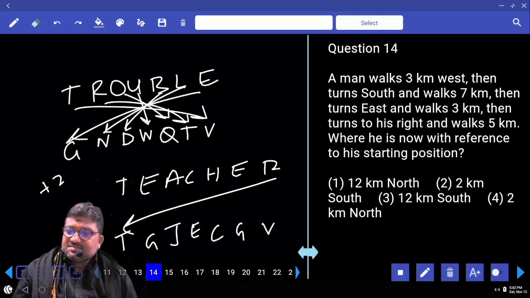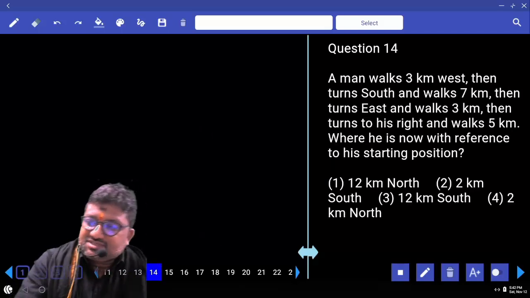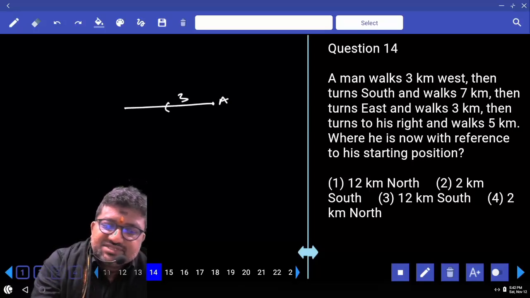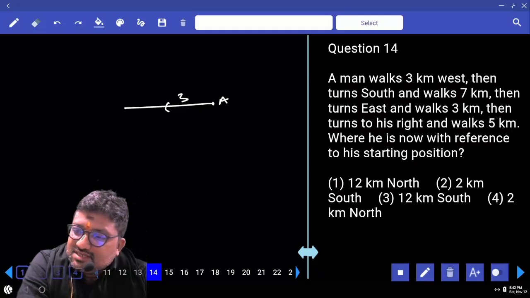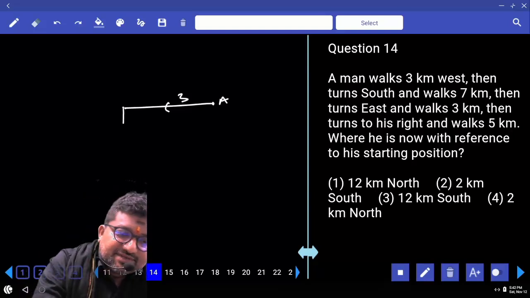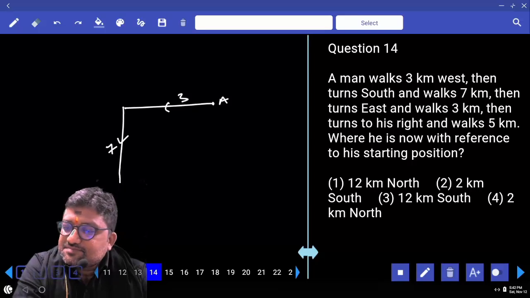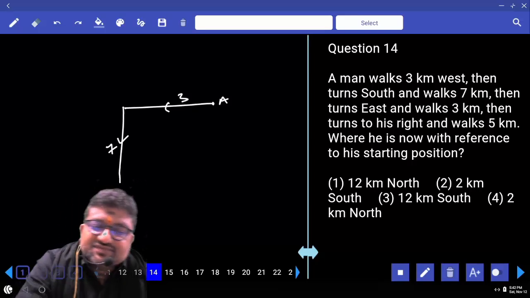Done? A man walks 3 kilometers west. This is the starting point, I'll consider it as A. He walks 3 kilometers west, turns south and walks for 7 kilometers. And then turns east and walks for 3 kilometers.